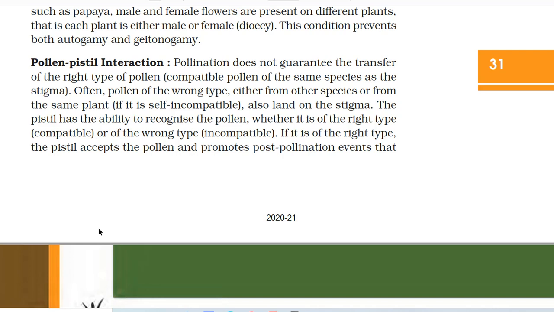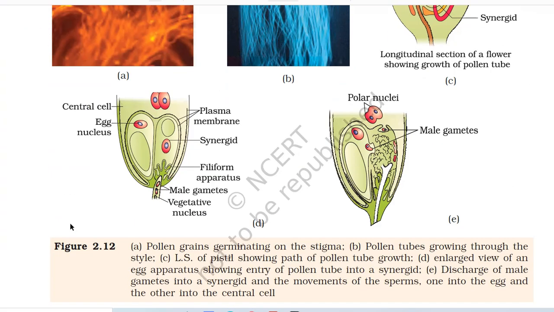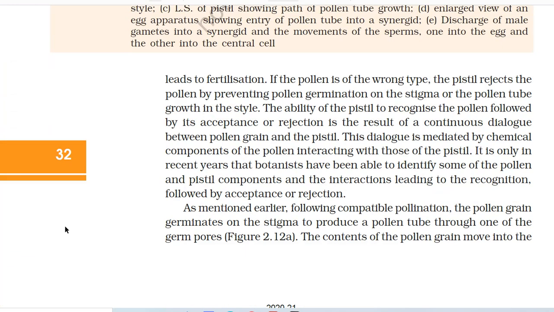Pollen-pistil interaction. Pollination does not guarantee the transfer of the right type of pollen, that is, compatible pollen of the same species as the stigma. Often pollen of the wrong type, either from other species or from the same plant, that is, if it is self-incompatible, also lands on the stigma. The pistil has the ability to recognize the pollen, whether it is of the right type or of the wrong type. If it is the right type, the pistil accepts the pollen and promotes post-pollination events that lead to fertilization.